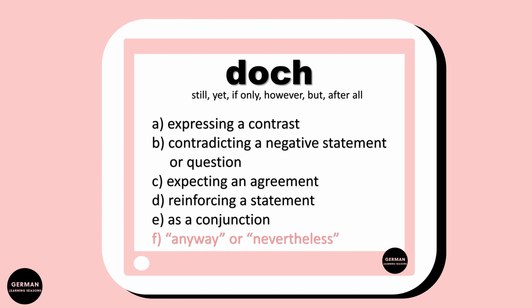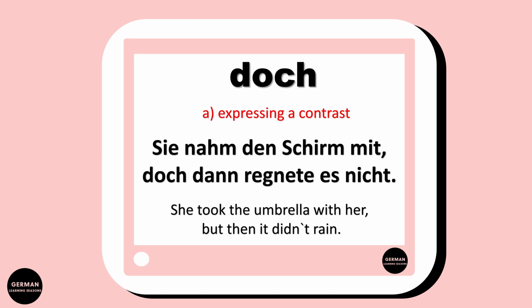Let's take a look at some examples. As already said before, it can be used for expressing a contrast. For example, Sie nahmen den Schirm mit, doch dann regnete es nicht. Means, she took the umbrella with her, but then it didn't rain.